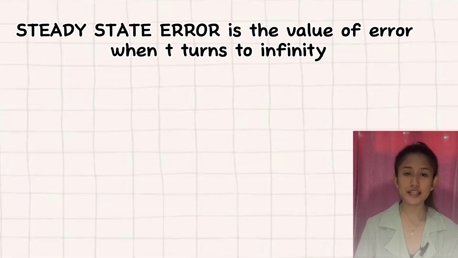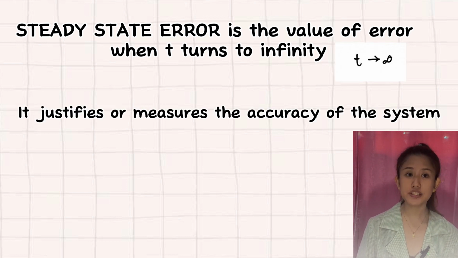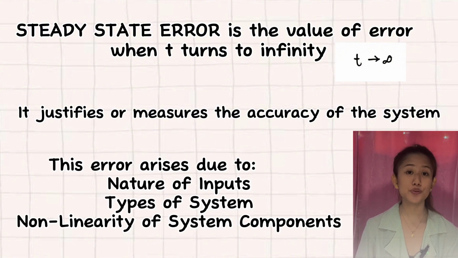So here, we can see that steady state error is the value of error when t goes to infinity. It justifies or measures the accuracy of the system. Generally, this error arises due to nature of inputs, due to types of system, or due to nonlinearity of system component. Generally, what is meant by this error? If your actual output is not matching with your input, then the difference between those two is called the error signal.